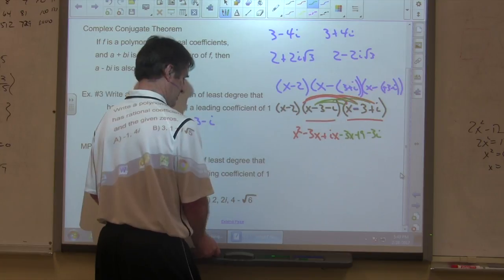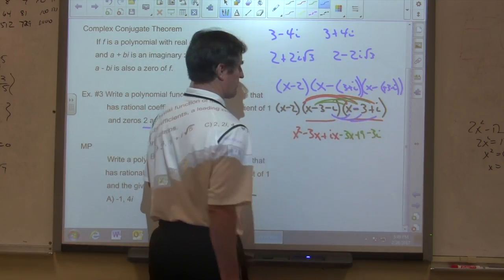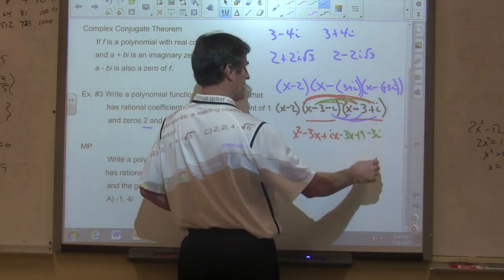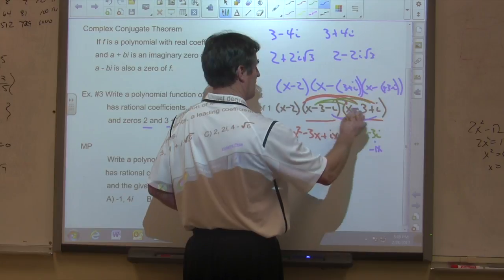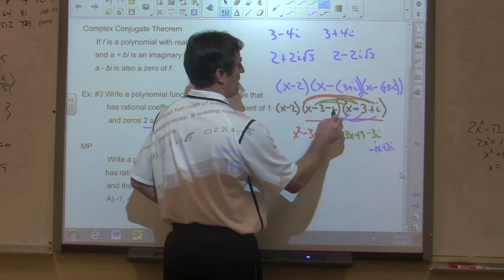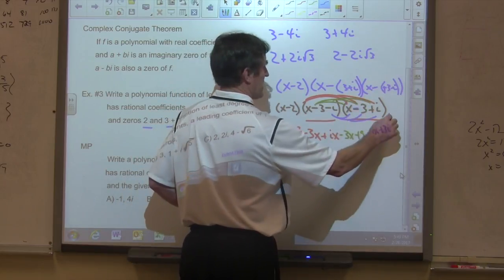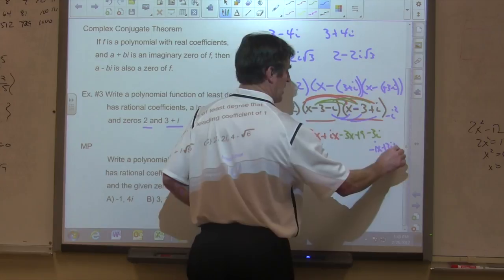And then lastly, I'm going to multiply negative i times everything. So I get negative i times x is a negative ix. And negative i times a negative 3 is a positive 3i. And then remember, negative i times i is a negative i squared, but i squared is a negative 1, so that becomes plus 1.